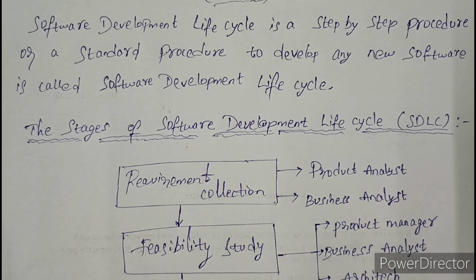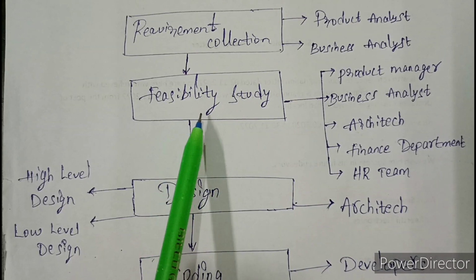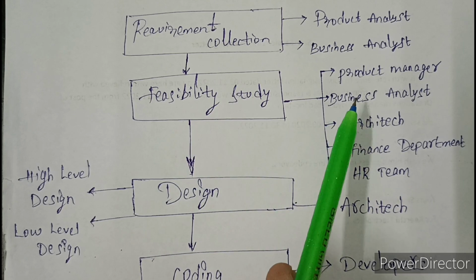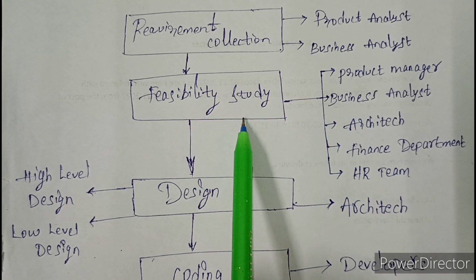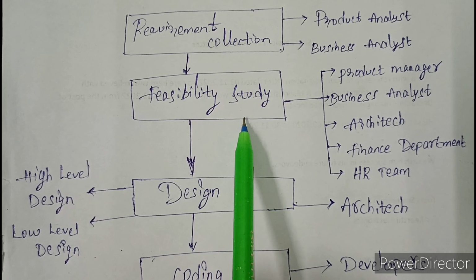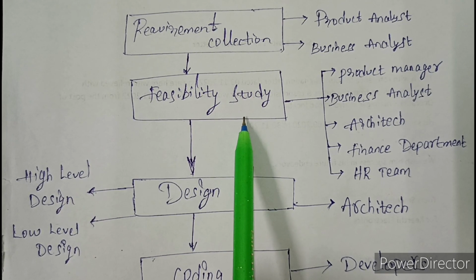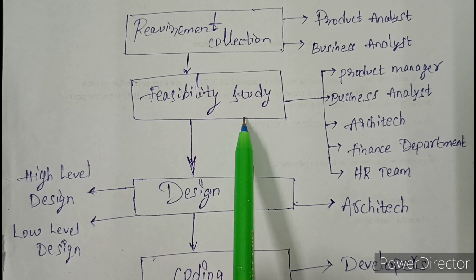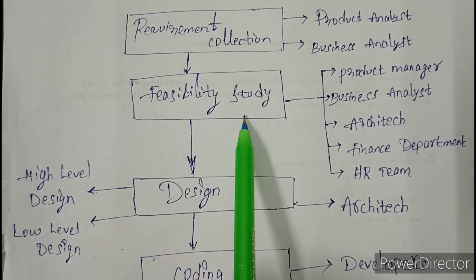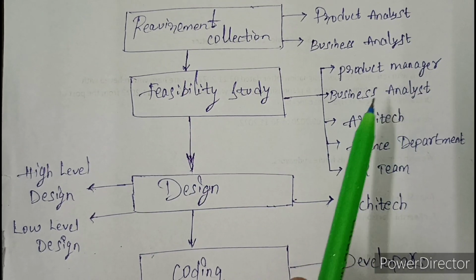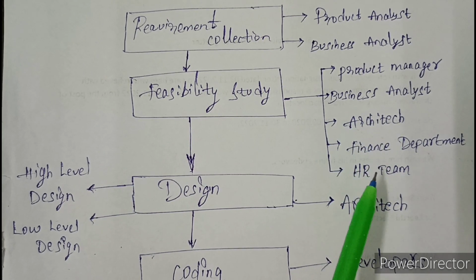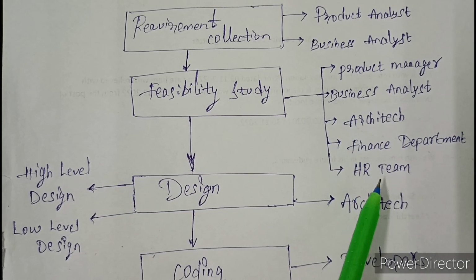The next stage is feasibility study. Feasibility study is nothing but the stage in which they define whether we take up the project or not. If they are going to take up the project, are we going to get profit or not. So this is the stage where they decide whether we take up the project or not. This stage consists of different teams: product manager, business analyst, architect, finance department, and HR team.